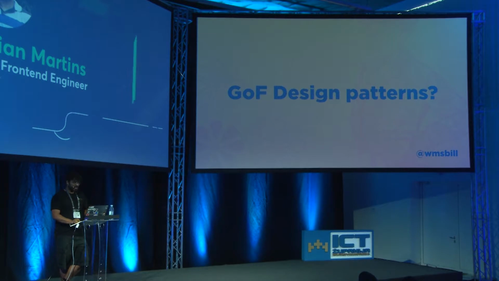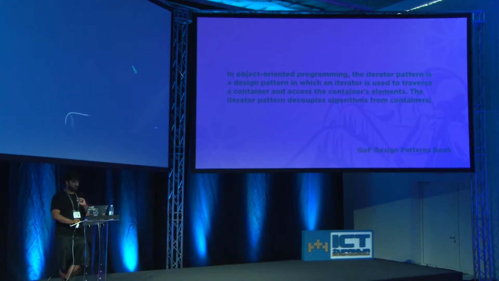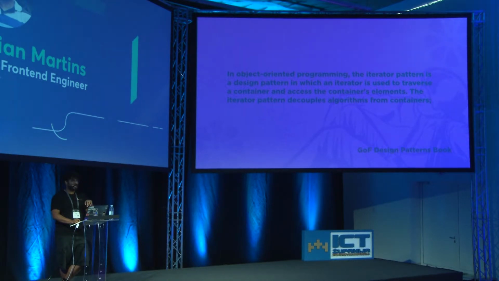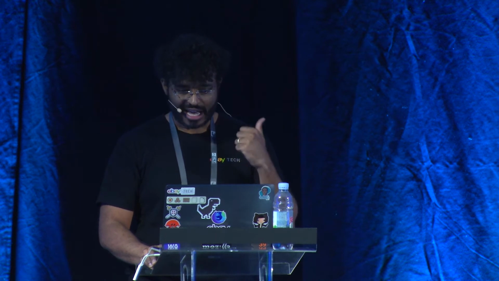To better understand how iterables work, let's take a look at the original concept of iterator coming from the Gang of Four pattern book. One of the behavioral patterns described in the book is the iterator pattern, and it's described like this. In object-oriented programming, the iterator pattern is a design pattern in which an iterator is used to traverse a container and access the container's elements. So you have the separation of the container per se and the algorithm that traverses this container. Actually, I got this from Wikipedia.